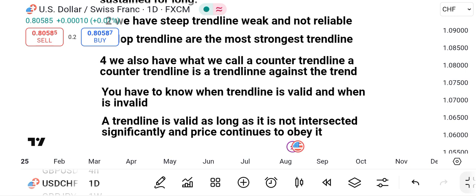You have to know when a trendline is valid and when it's not valid. Because I see a lot of people who don't really know when a trendline is valid and when it is not. So that is why I'm doing this video, to educate a lot of newbies to know when a trendline is valid and when it's not valid, and how to use trendline properly as a trader.